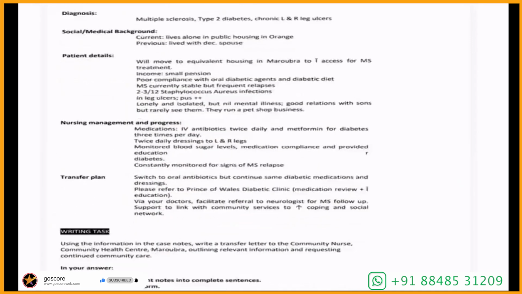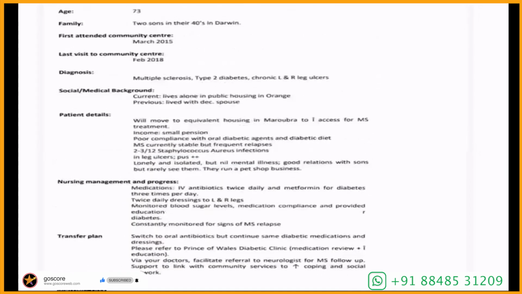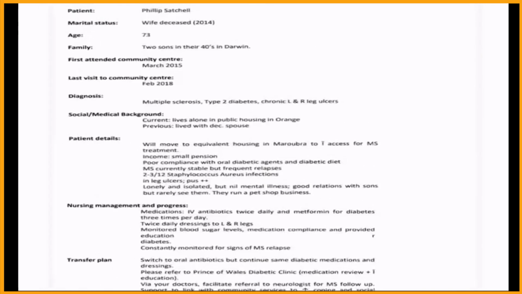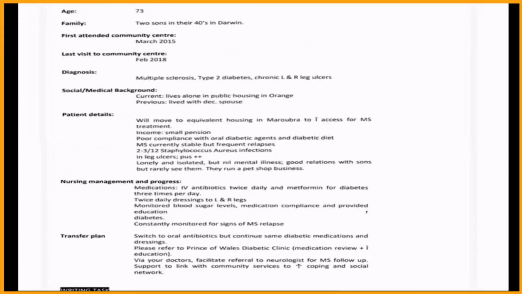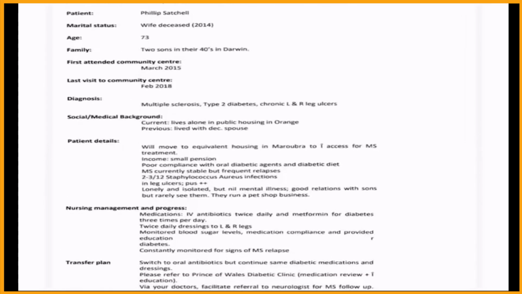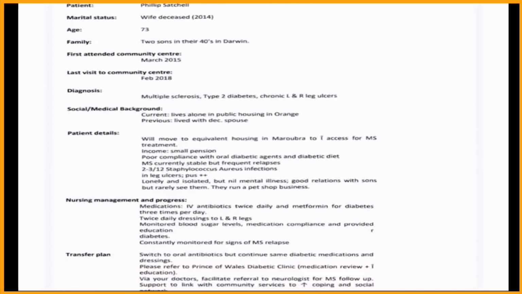Yeah. So now that we have finished, can you read the writing task once again for better clarity? Using the information in the case notes, write a transfer letter to the community nurse, community health center, Marobara, outlining relevant information and requesting continued community care. Now, did you get a better idea? We know that this registered nurse who is attending this patient is writing to a community health center in Marobara. Why? Because this patient is being transferred for better access to MS treatment. Is it clear? Yes, ma'am.